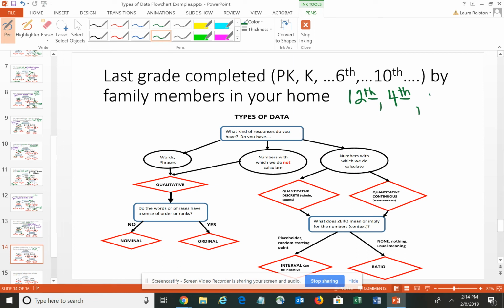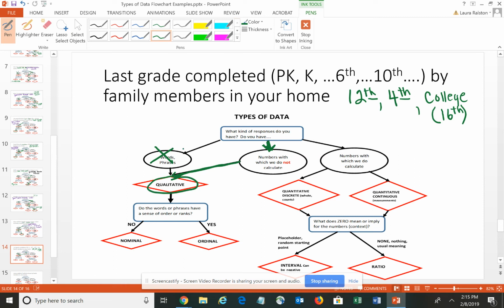You might even say that they're a college grad. So college, you could say it's 16th. It's not really a grade, but you get the idea. So again, you're getting numbers, but it's not words and phrases. You're getting numbers, but normally we wouldn't calculate with the grades. Grade levels, we would just say one went further than another. So it's not really numbers we calculate with. So that gets us back over into the qualitative range.